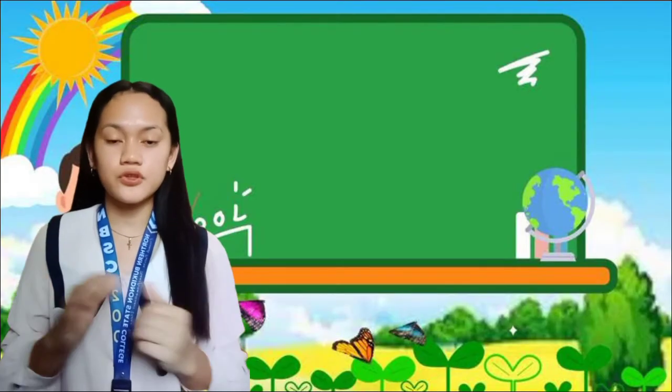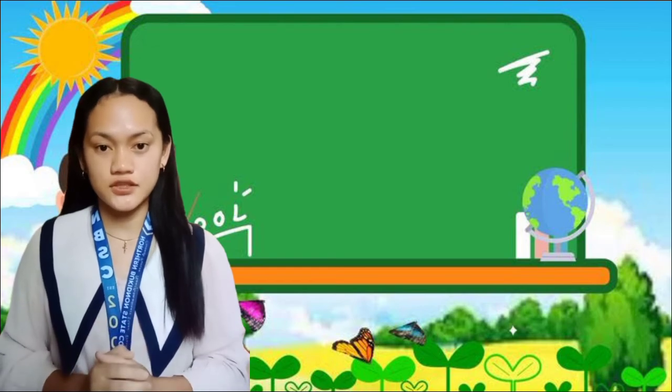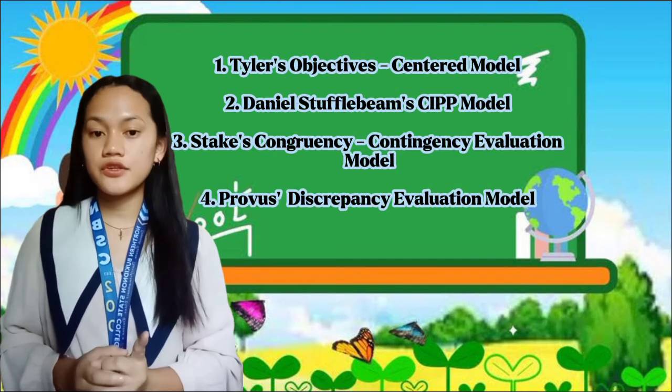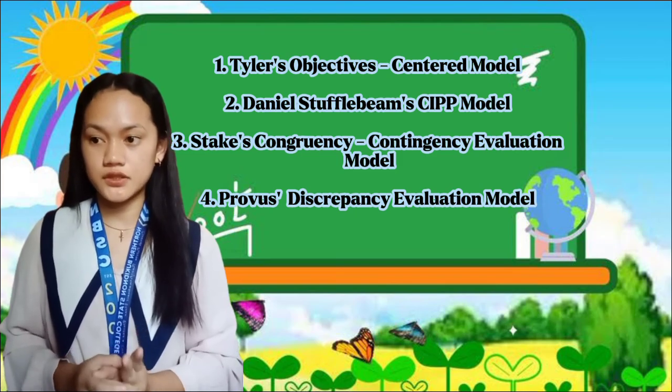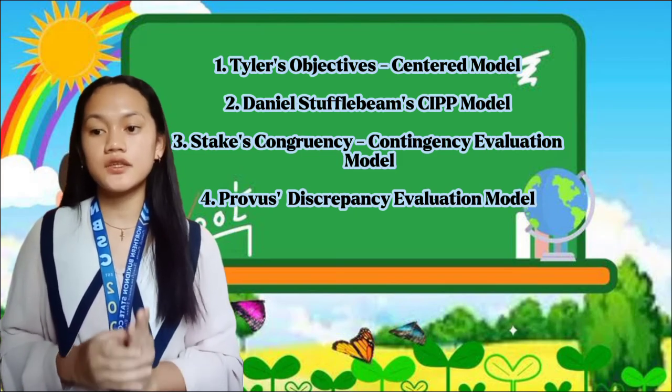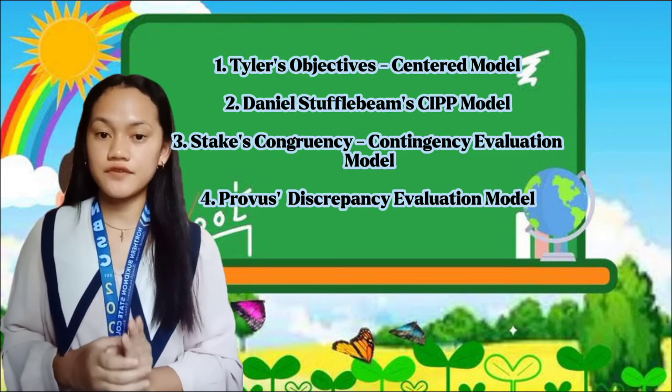A quick review. So, here are the models that we tackled for today's discussion. Tyler's Objective-Centered Model, Stufflebeam's CIPP Model, Stake's Congruency Contingency Evaluation Model, and Provus's Discrepancy Evaluation Model.